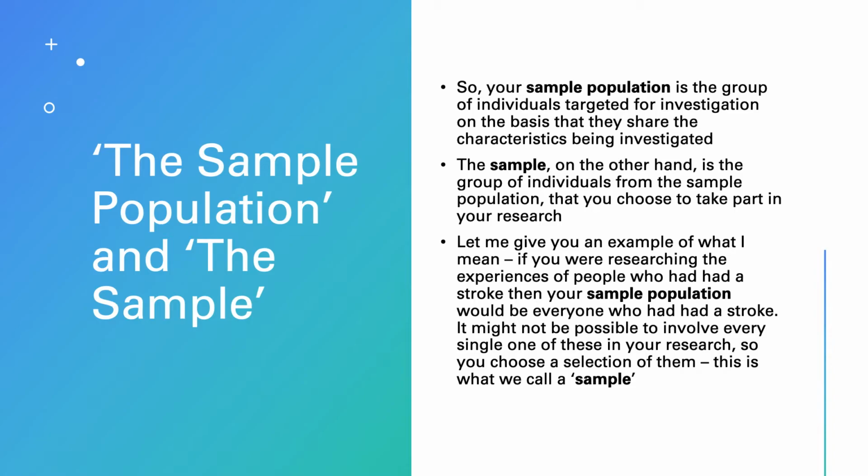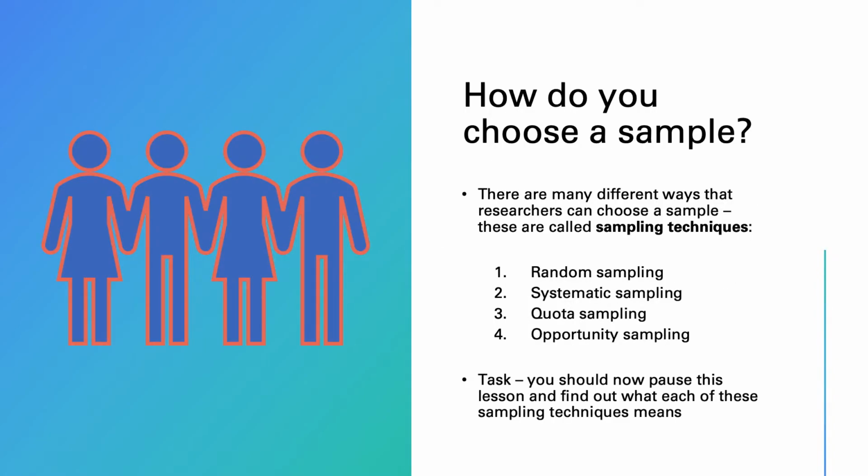So the question is, how do we choose a sample? There are many different ways that researchers can choose a sample, and these are called sampling techniques. There are four sampling techniques listed here: random sampling, systematic sampling, quota sampling, and opportunity sampling.